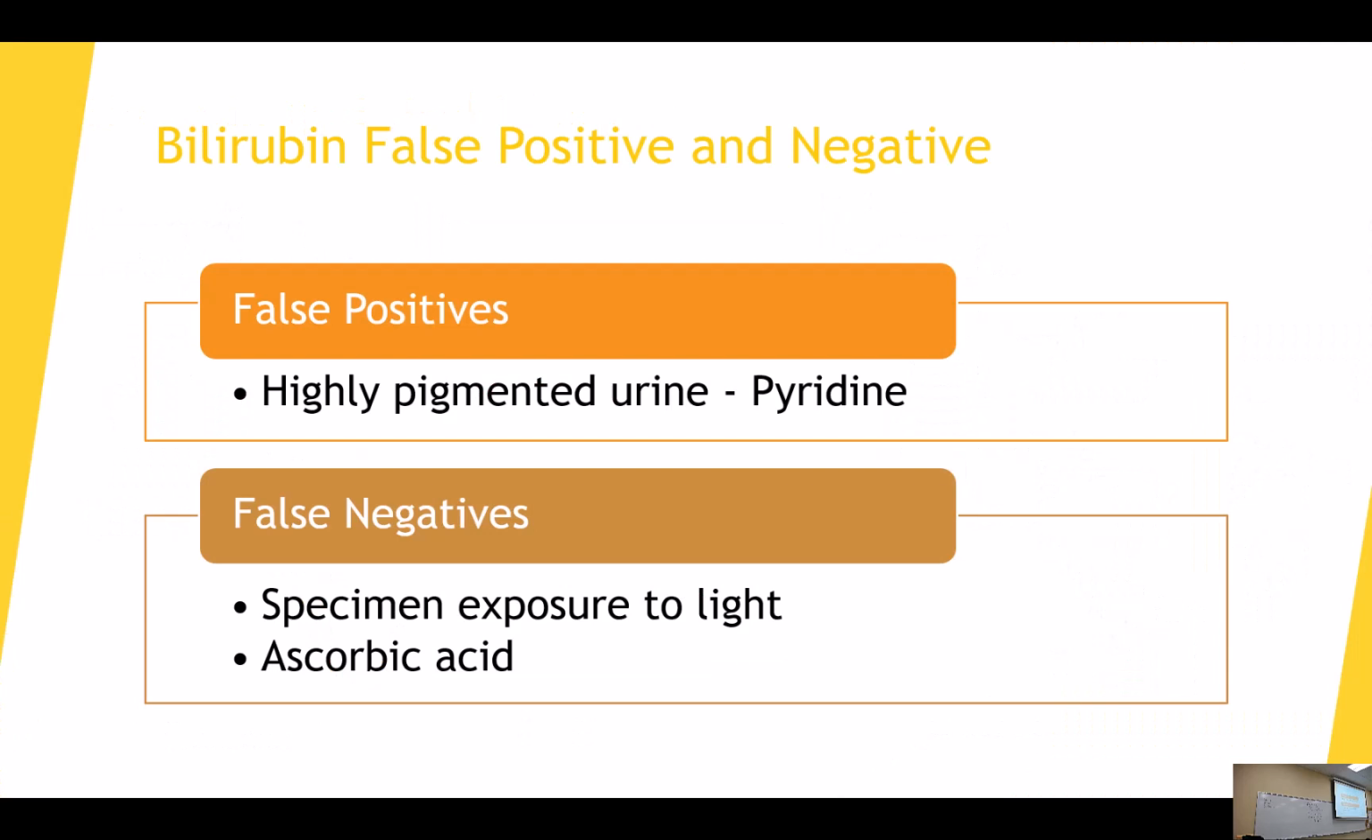False positives and negatives. False positives, primarily you're looking at a highly pigmented urine, things like pyridine. Again, it's one of those off-white pads. Anything that's pigmented is going to stain the pad. And then the false negative, exposure to light, is going to break it down. This is why, when we collect baby billies, we collect them in the little amber tubes, things like that. It'll also affect our urines. And then there's ascorbic acid, which also causes false negatives.